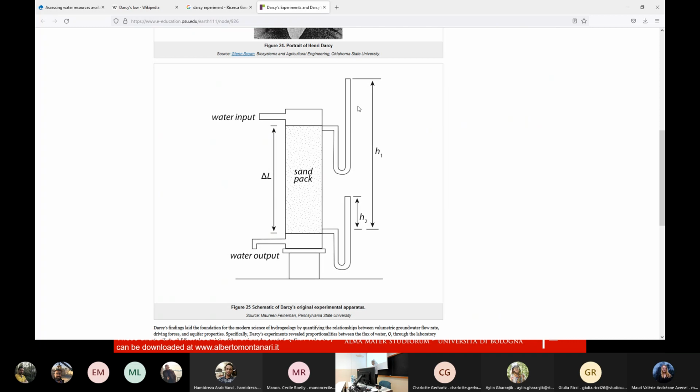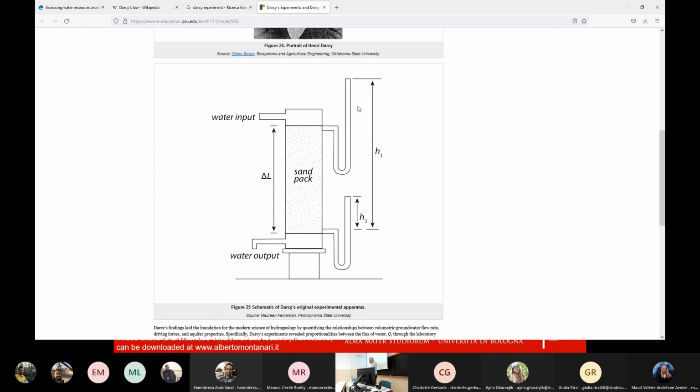And then he measured the decrease of pressure, which means the decrease of energy, that was taken by the water flowing through the porous medium. It is a very simple experiment, but with this very simple experiment, he introduced one of the more fundamental laws that we use in water resources management. It's amazing, the intuition.